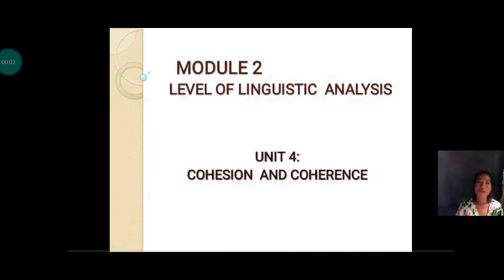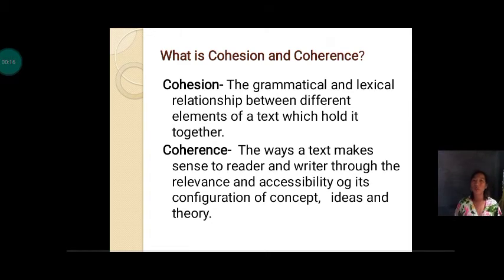Good day to everyone. So for today we are discussing Unit 4, Cohesion and Coherence, under the Module 2 level of linguistic analysis. First, let's define what cohesion and coherence are. Cohesion is the grammatical and lexical relationship between different elements of a text which hold it together. So when we say cohesion, it refers to the use of linguistic devices to join sentences together.